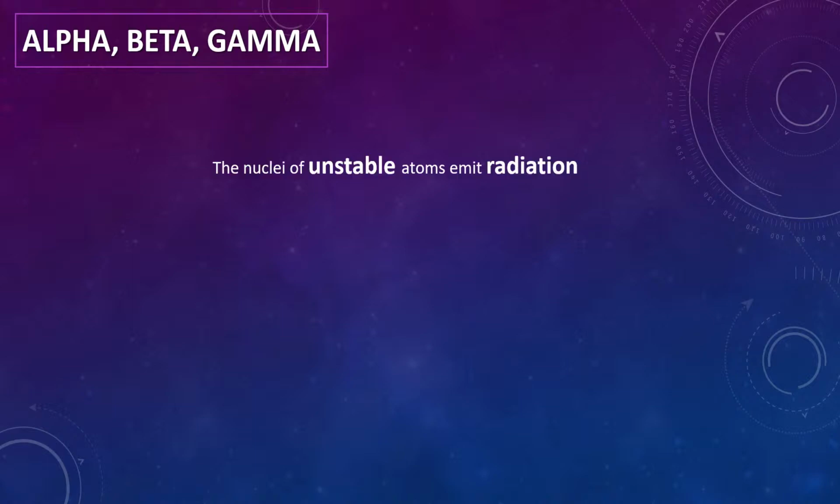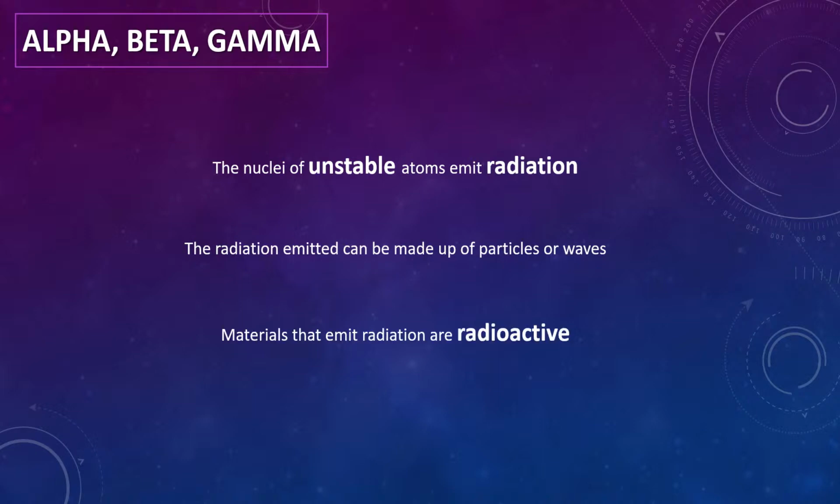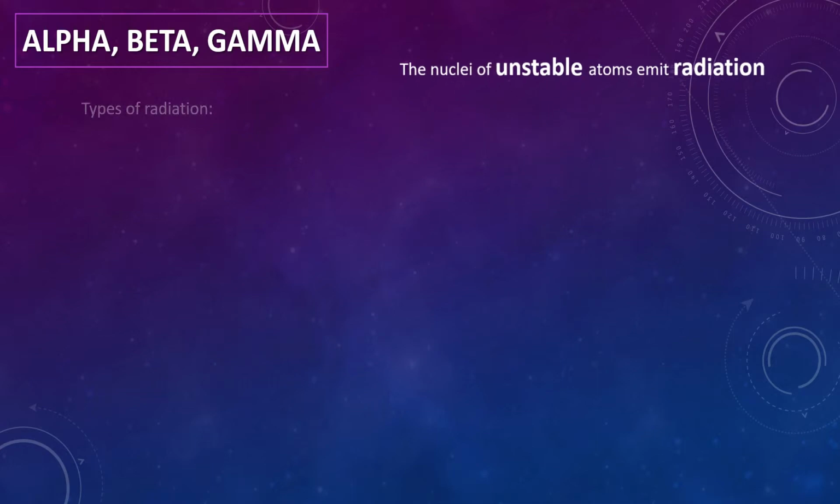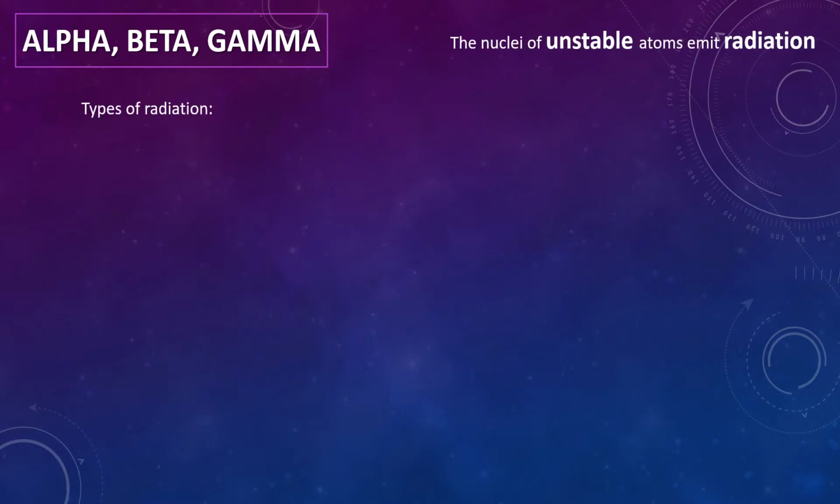So alpha, beta, and gamma. These are all 3 types of radiation. When a nucleus is unstable in an atom, it emits radiation. The radiation emitted can be made up of particles or waves, and the materials that emit radiation are known as radioactive. So, as I said, there are 3 types of radiation. There's alpha, beta, and gamma.